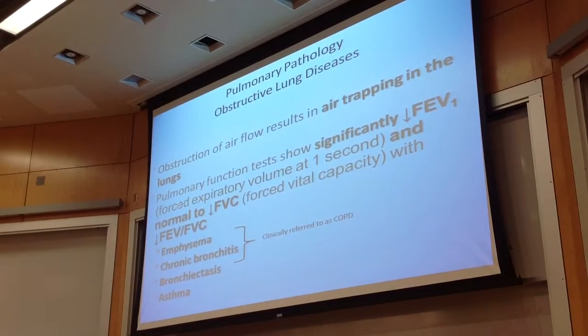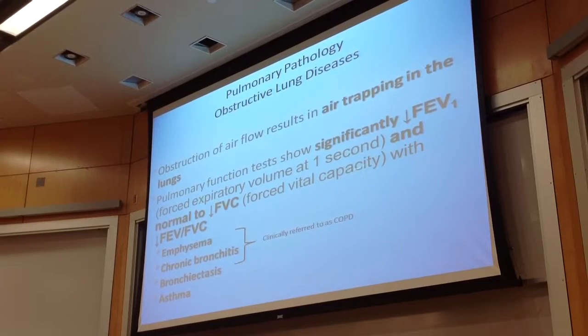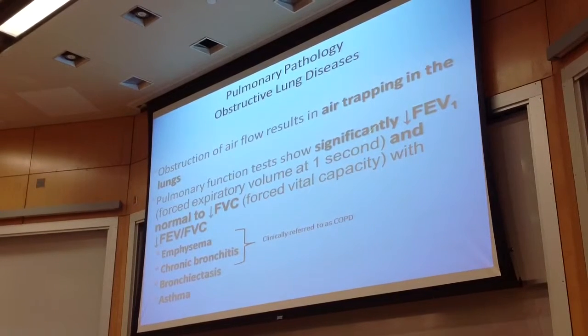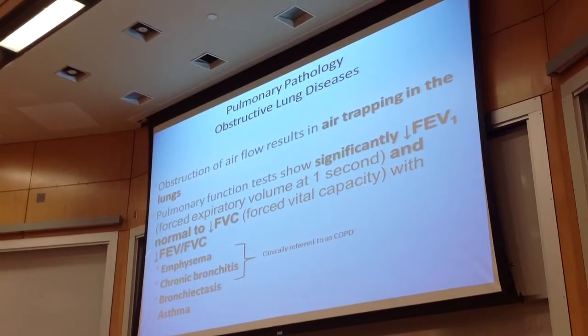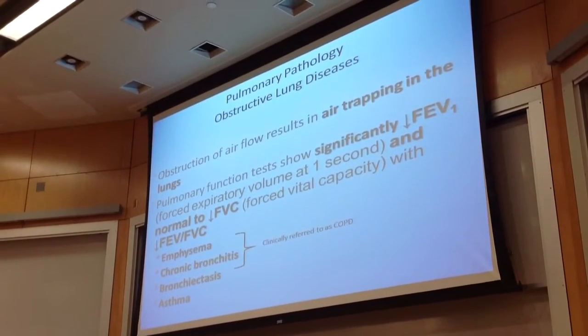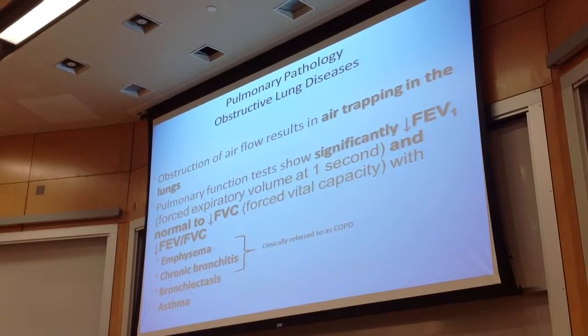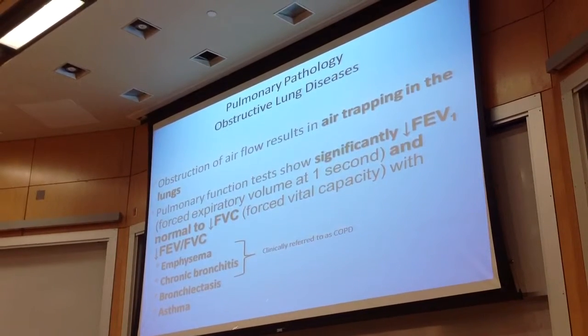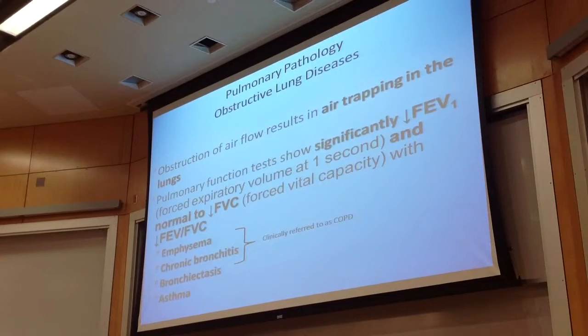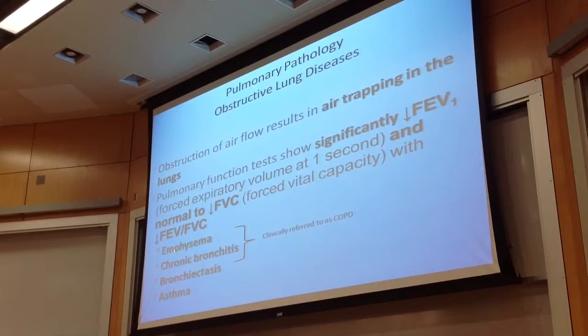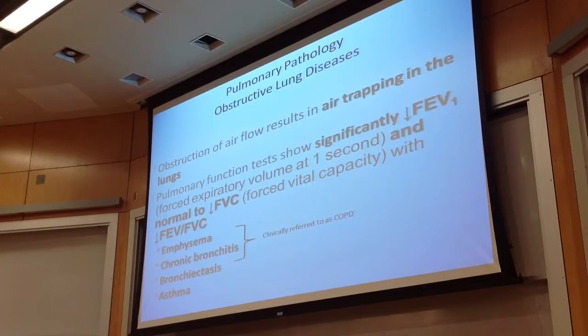So these obstructive processes significantly reduce the FEV1, or your numerator. So overall, you have a decreased FEV1 to FVC ratio. That's very characteristic. The 4 main entities that we're talking about when we talk about obstructive pulmonary diseases are emphysema, chronic bronchitis, bronchiectasis, and asthma.